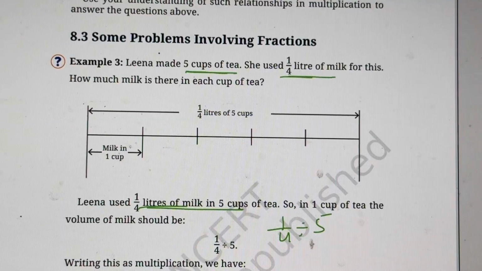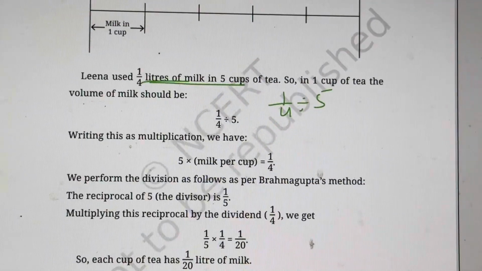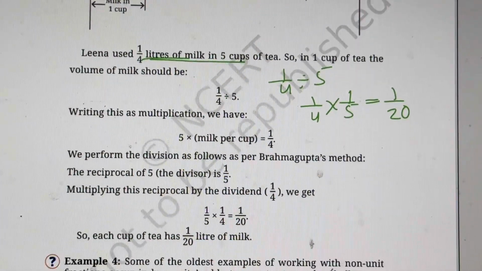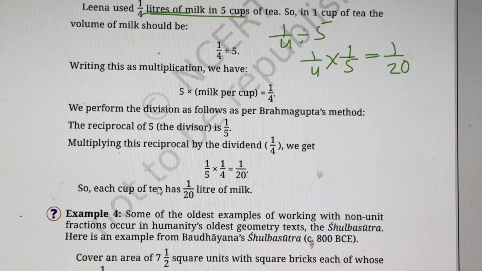Now when we change this into multiplication, we have 5 into milk per cup is equal to 1 upon 4. Right? That means we change this division into multiplication and write the reciprocal. So we get the answer as 1 upon 20. Right? So multiplying this by reciprocal, that is 1 upon 5, we get the answer as 1 upon 20. That means each cup of tea has 1 upon 20 liters of milk. Right? Now let us see example number 4.